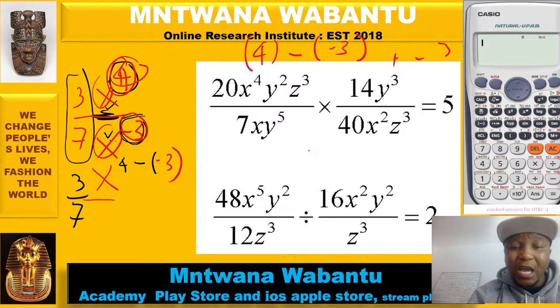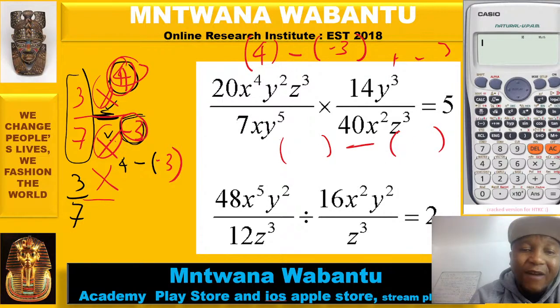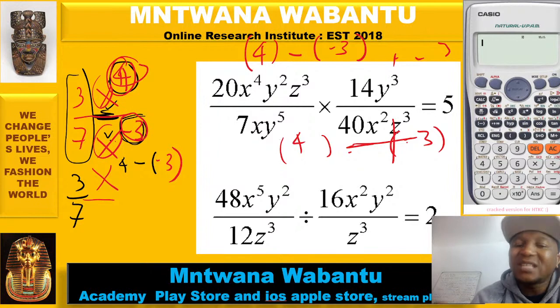If you think you'll get confused, write it like this, and then write the top power. What is the top power? 4. The bottom power is negative 3. So negative and negative is going to give us what? Positive, because negative and negative is always positive.